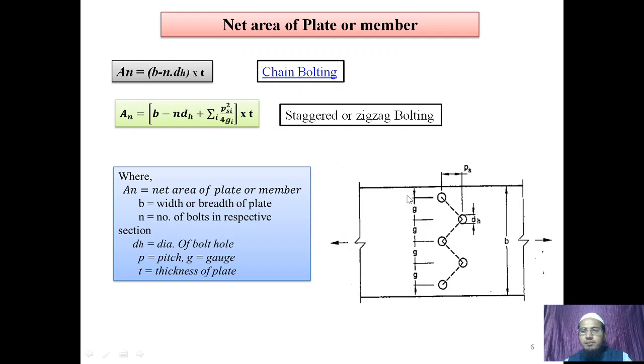Now in the diagram you can see P is the horizontal distance between two bolt lines, which we have termed as pitch distance. D_H is the diameter of the hole, and G is the vertical distance between the two bolt lines, that is gauge distance, and B is the width of the section. So likewise, we can easily find the net tensile area required in case of calculation of tensile strength of plate.